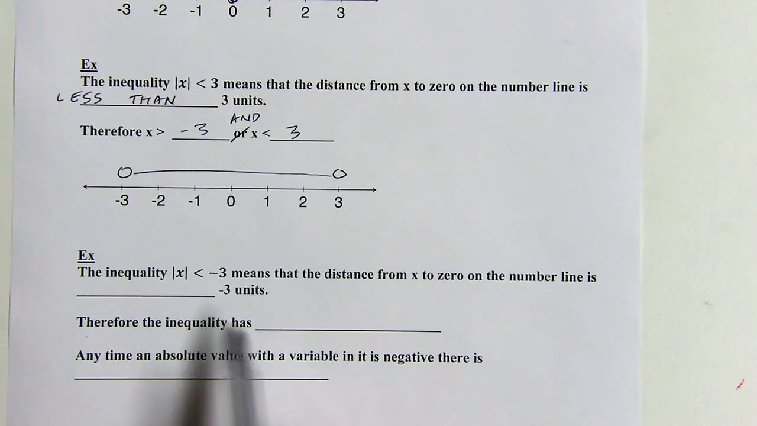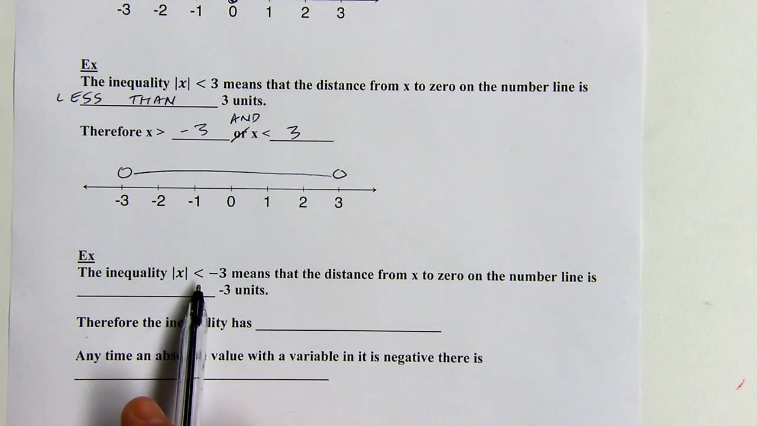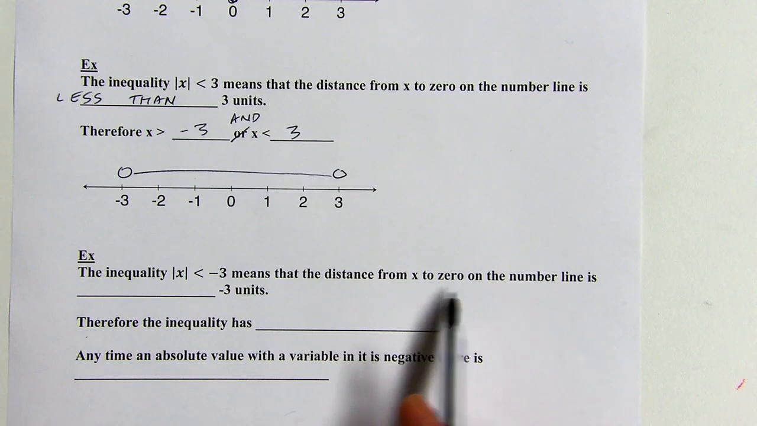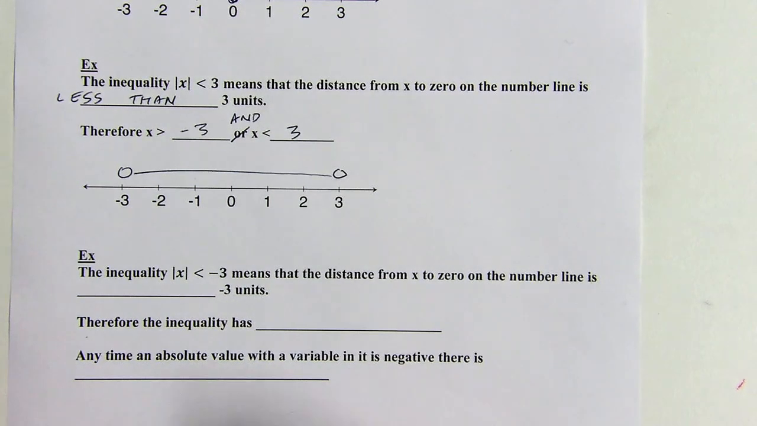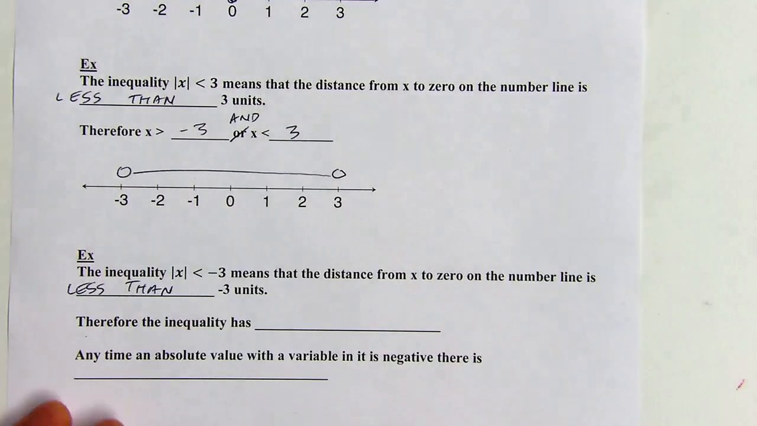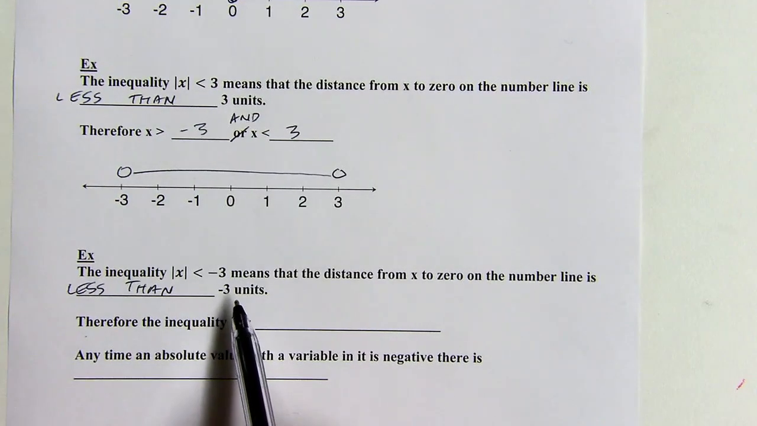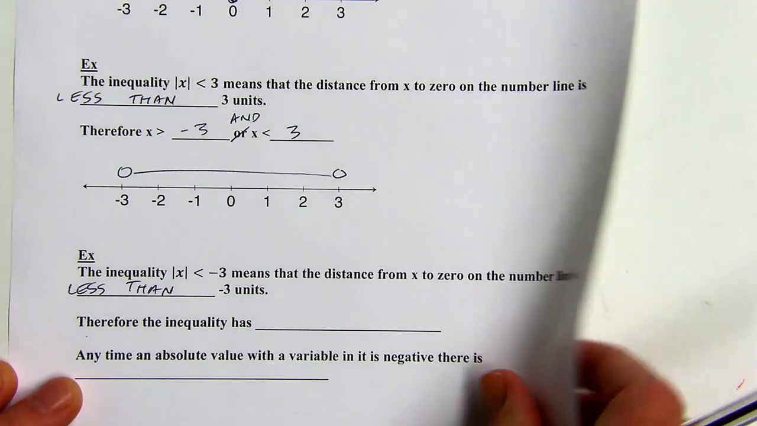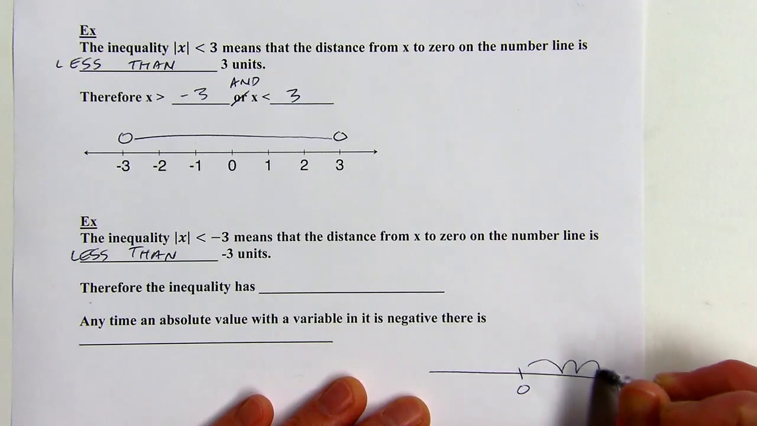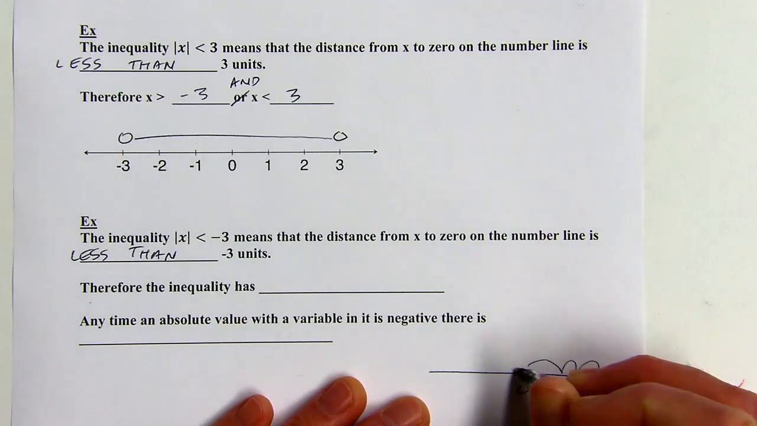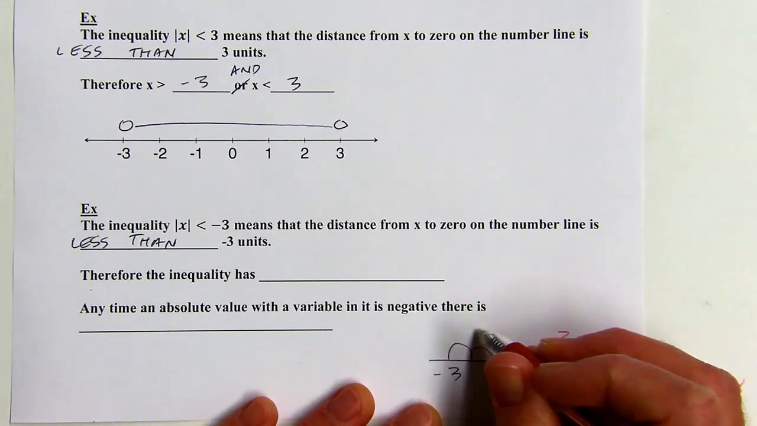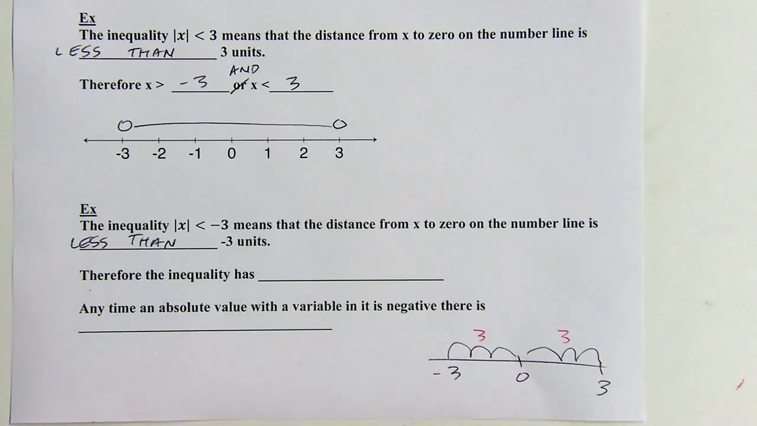Let's look at this next one. It's interesting. If we have the absolute value of x is less than negative 3, that means the distance from x to 0 on the number line is less than negative 3 units. But you can't be less than negative 3 units away from 0 on the number line. If you're at 0 here, you could go 3 units to the right and be at 3, or you could go 3 units to the left and be at negative 3. But I went 3 units this way or 3 units that way. So a distance is always positive.